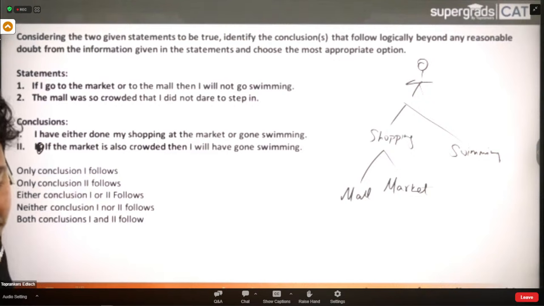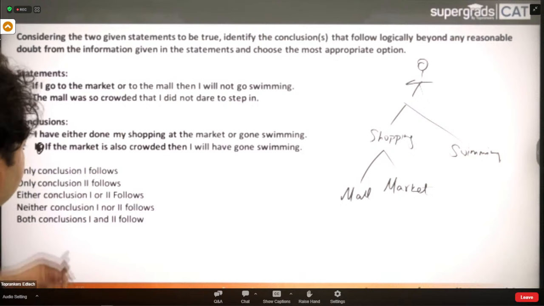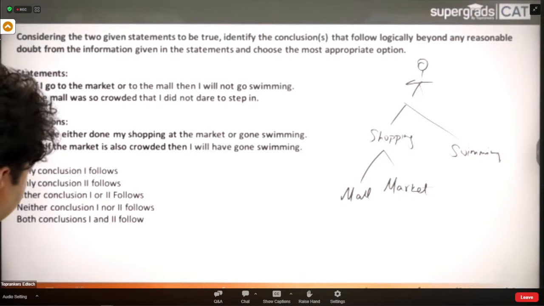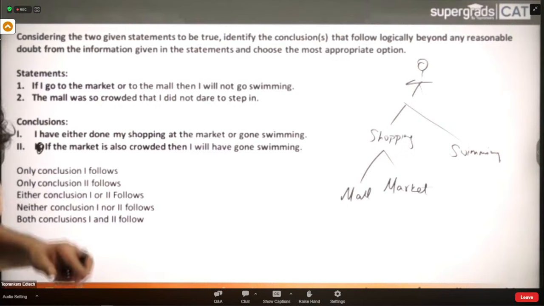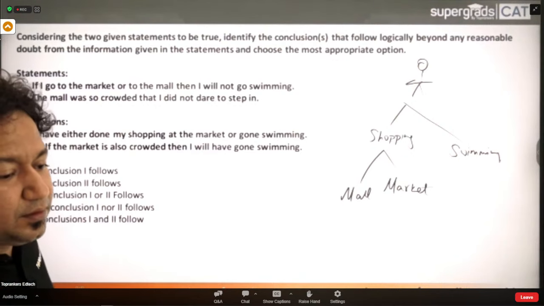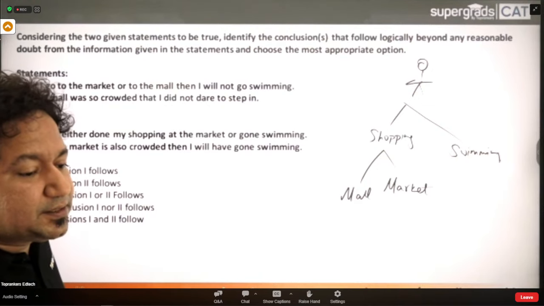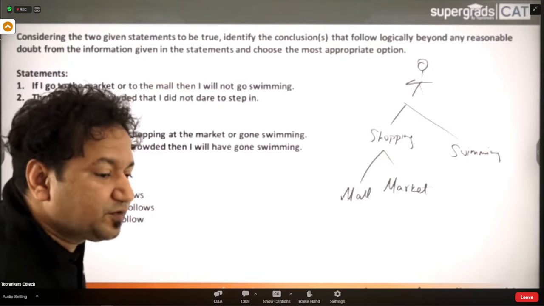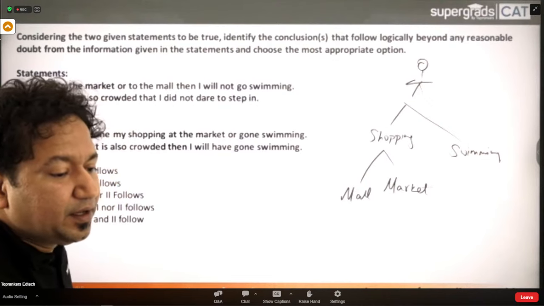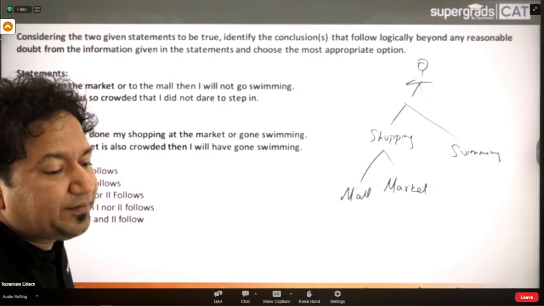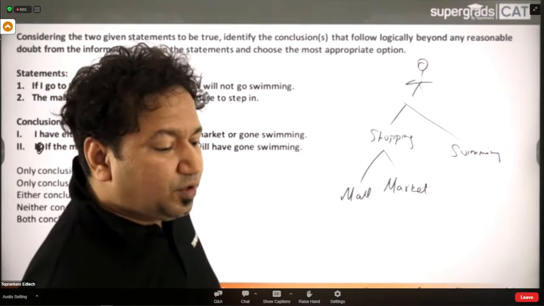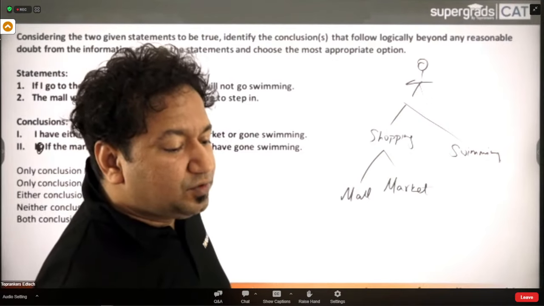Vishal says option C, A, B. I don't know your name. He says only one follows. Vishal says that either one or two follows. Okay, cool. Satyam says the person rejected the mall because of the crowd, so may reject the market as well for the same reason. But as he or she has already traveled to the market or mall, they won't go swimming as well.